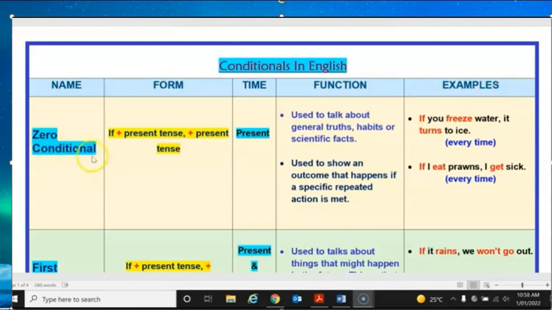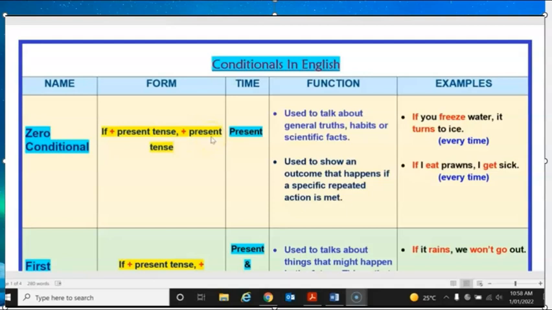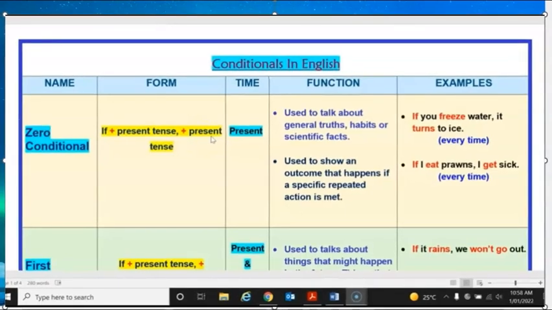So if we have a look at the first one, we're looking at the zero conditional. Now the zero conditional is used to talk about things that are always true. Let's have a look at the form. If we want to create this conditional, we use if plus present tense, comma, and then present tense. We use this zero conditional in the present time, and we use it when we want to talk about general truths, habits, or scientific facts.